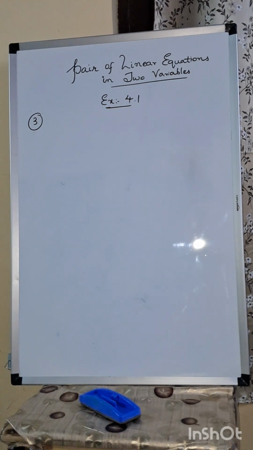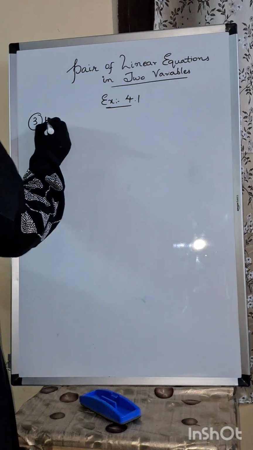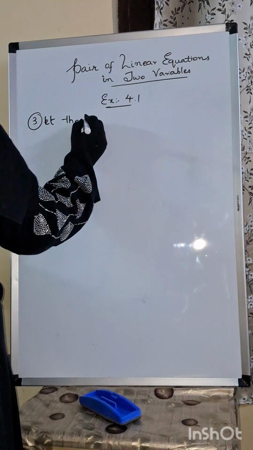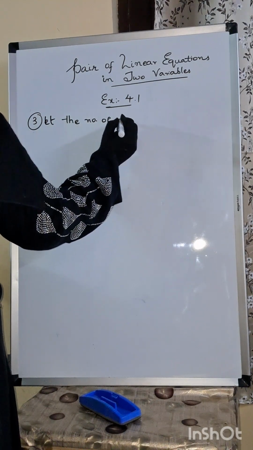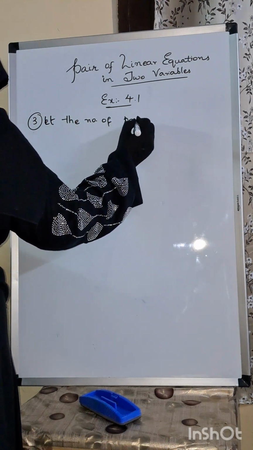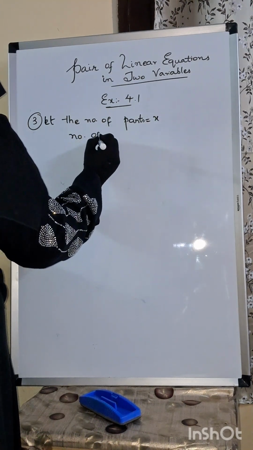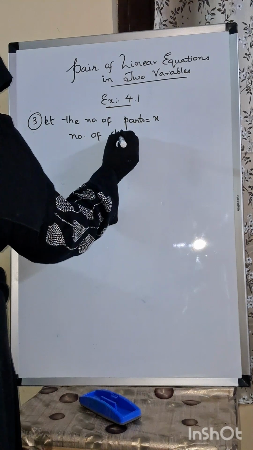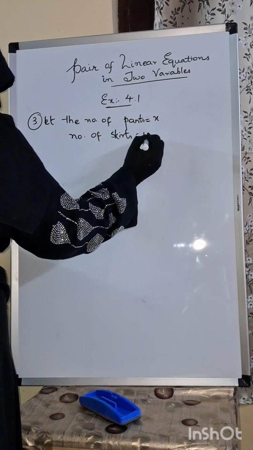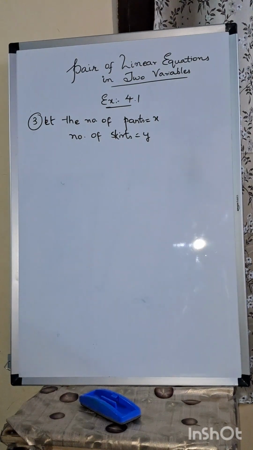So for this, first let the number of pants be equal to x, and the number of skirts be equal to y, because we are talking about skirts and pants in the question, right? So let the number of pants be x and let the number of skirts be y. So what she said when her friend asked: the number of skirts is 2 less than twice the number of pants purchased.